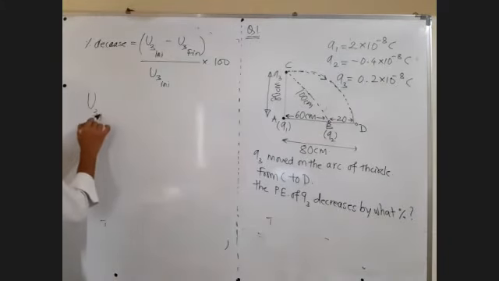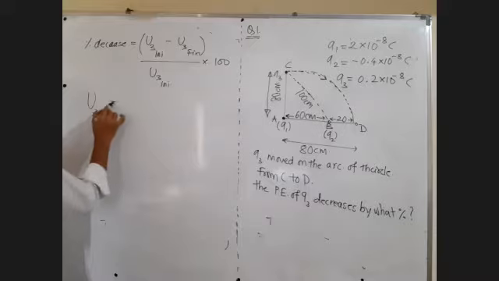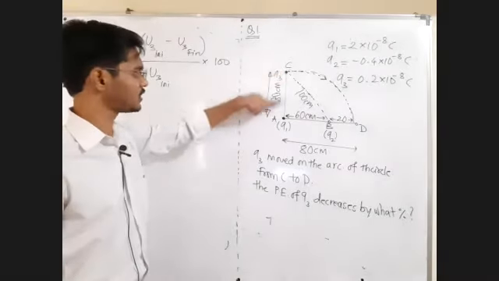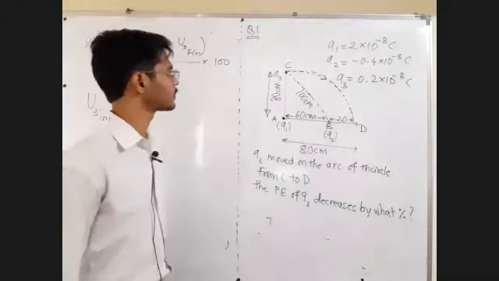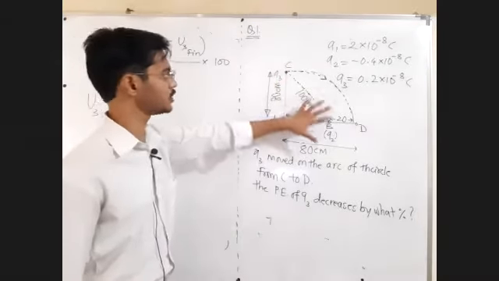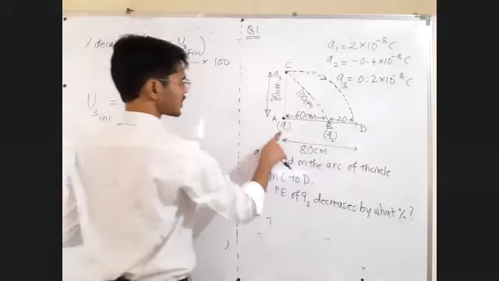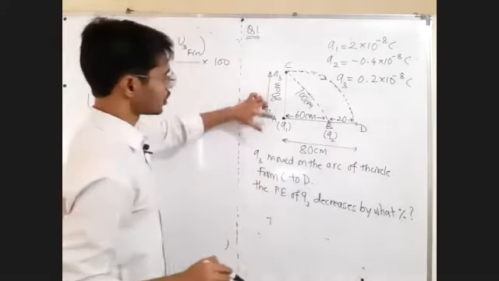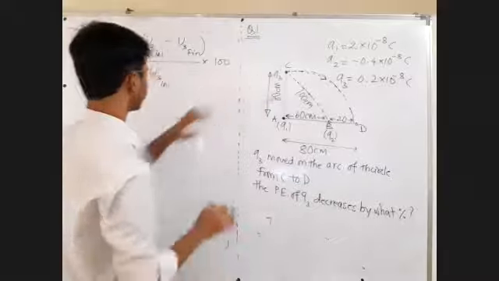Initial energy of the third charge. Third charge initially was at point C. It is in the field of A. It is in the field of B. What is the interaction energy of the third charge with A and the third charge with B? Or the third charge with the first charge and the third charge with the second charge. K Q1 Q3 upon R13.